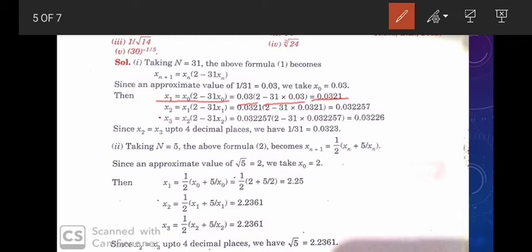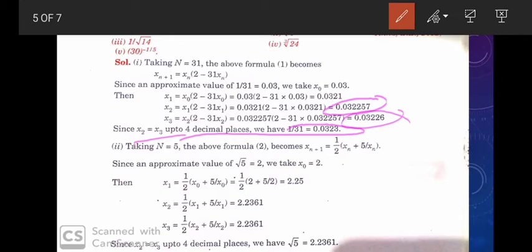Again for finding x2 we will write the formula x1 (2 minus 31 x1). So this one we will get. Again x3 is x2 (2 minus 31 x2), then we will get this. So this way we find that at x2 our value is this, and at x3 our value is this. So it is all about the same. So 1 by 31 can be written as this. With the help of the iterative formula which we have discussed earlier, we have got this result.